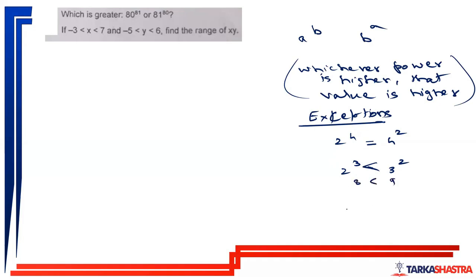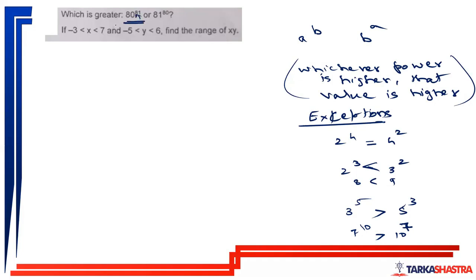Now, if we check for any other value, 3 raised to 5 and 5 raised to 3, this one will be greater. Wherever the power is greater, 7 raised to 10 and 10 raised to 7, this one will be greater. Wherever the power is greater, that value will be greater. So here the power is greater, so hence this value will be greater.